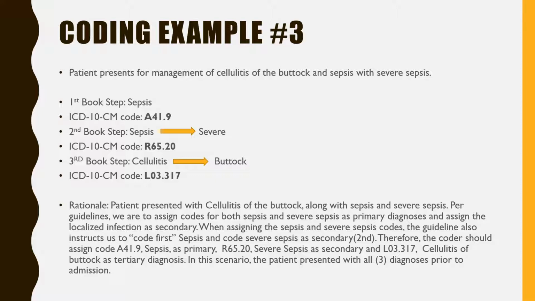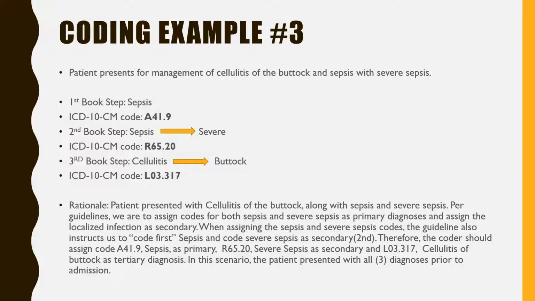So in our third and final coding example, our patient presents for management of cellulitis of the buttock as well as sepsis with severe sepsis. So in our first book step, we're going to locate sepsis, which is represented by ICD-10-CM code A41.9.